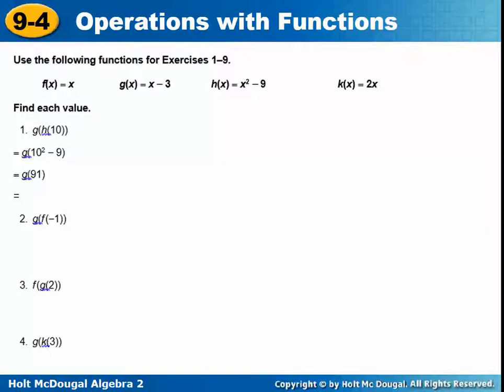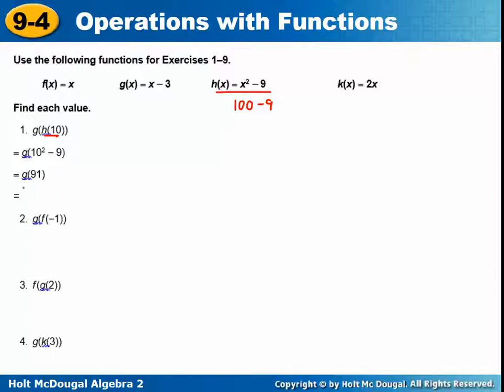Here are the first few problems from your worksheet. Number 1 has been started. It's g of h of 10. So I started finding h of 10. I use this function, plug 10 in, and 10 squared is 100. 100 minus 9 is 91.